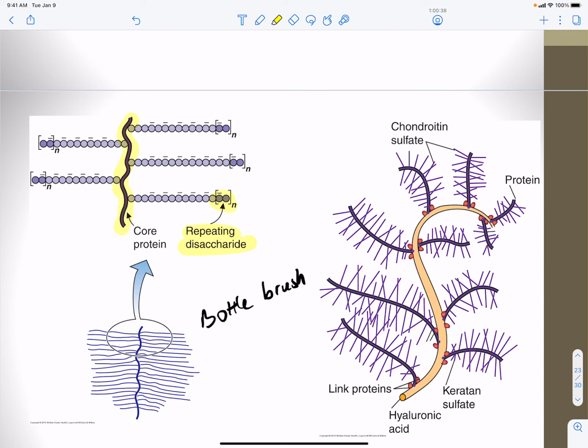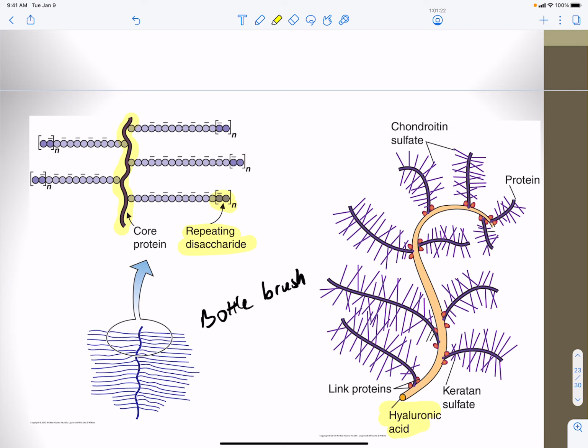They can form large aggregates, and they can have an attachment or link to hyaluronic acid, for example, shown here. You can also have other proteins, keratan sulfate, chondroitin sulfate, etc. So hyaluronic acid will link the core proteins to this, and then you'll have your bottle brush of repeating disaccharide units that form these sort of bristles, if you want to call them that.